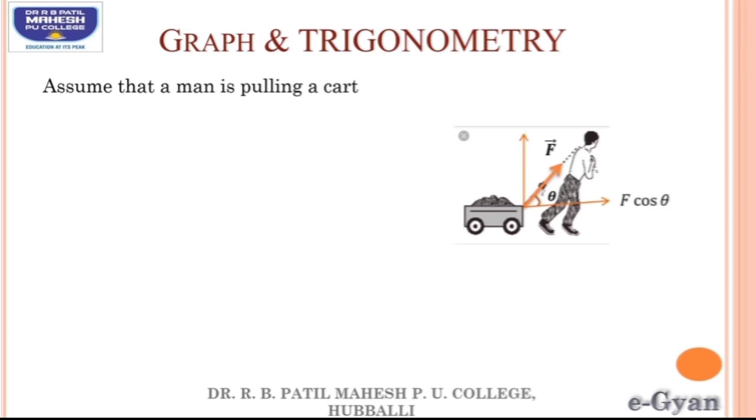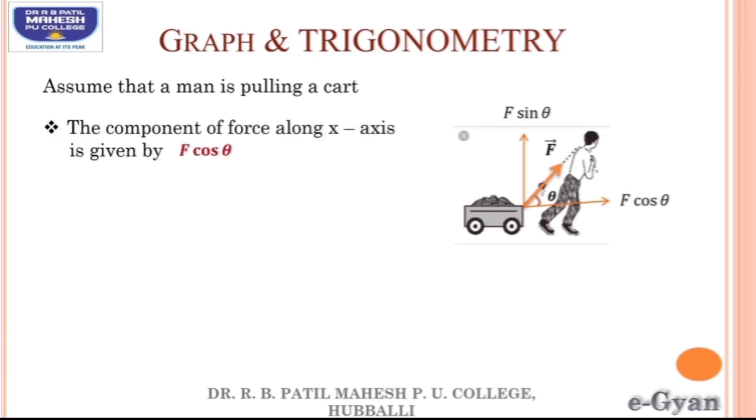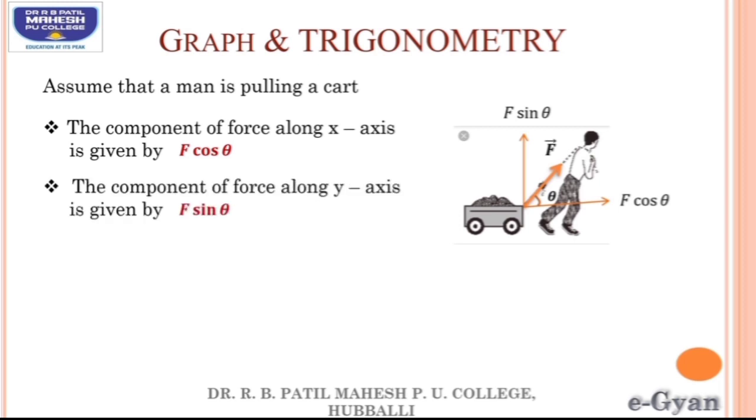The horizontal component is given by F cos theta and the vertical component is given by F sin theta. The component of force along the x-axis is given by F cos theta and the component of force along the y-axis is given by F sin theta. Here, to resolve the force into its rectangular components, we are using trigonometric ratios. Again, trigonometry is used in this concept.